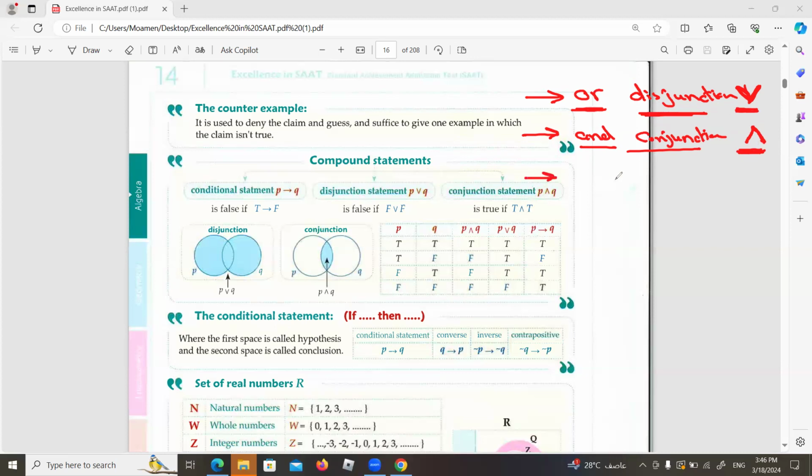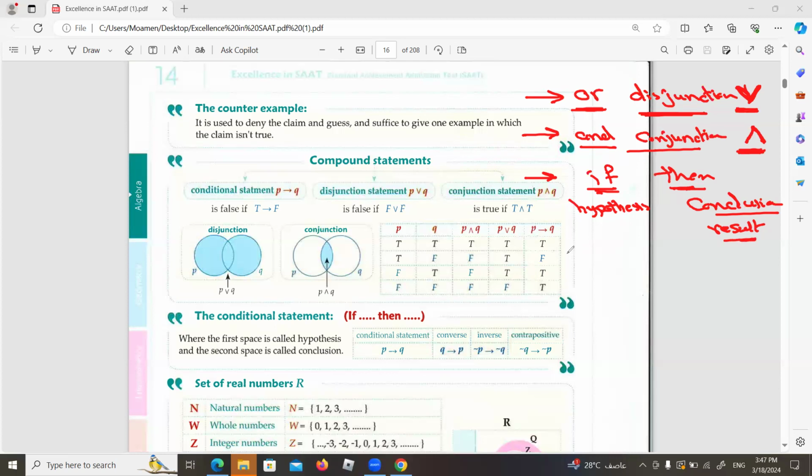The third relation is called the conditional relation: if, then. After if, we have the hypothesis. After then, we have the conclusion, or the result. So the result coming after then is the conclusion, and what comes after the word if is called the hypothesis.